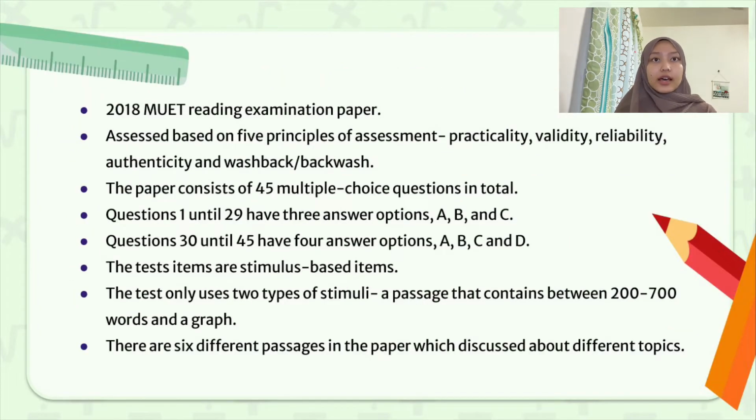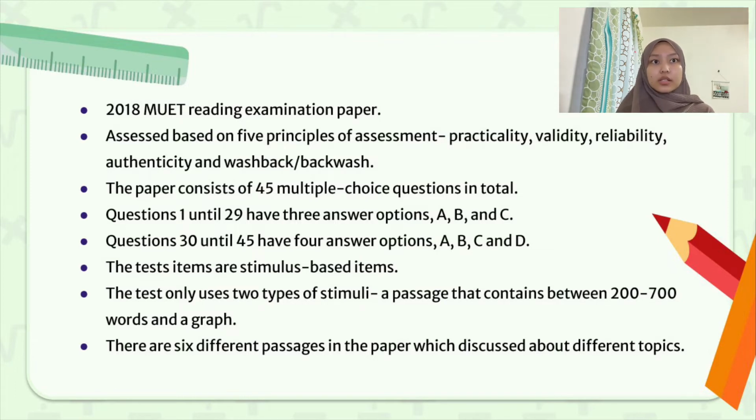In this study, I have chosen to analyze a 2018 MUET reading examination paper. The assessment was done based on the five principles of assessment, which cover the aspects of practicality, validity, reliability, authenticity, and washback or backwash. The paper consists of 45 multiple choice questions in total. Questions 1 until 29 have 3 answer options A, B, and C, while questions 30 until 45 have 4 answer options A, B, C, and D. Besides that, the test items are stimulus-based items.